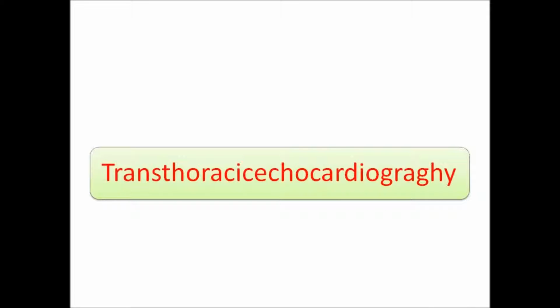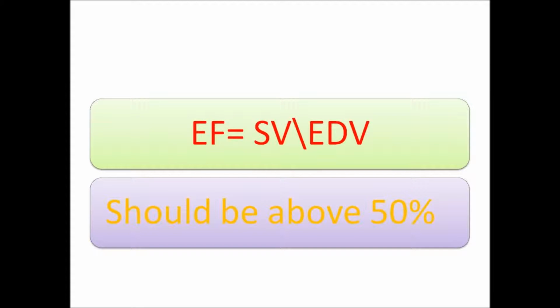This is the most important test because it will confirm the diagnosis. It will give a clue about the cause, for example, hypertrophy, decreased wall motion, valve diseases. Also, it will estimate the degree of the problem by measuring the ejection fraction. The ejection fraction, we have discussed it earlier, is the ratio of the stroke volume, that is the amount of blood pumped out of the heart, to the end diastolic volume, that is the amount of blood that reaches the ventricles before contraction.